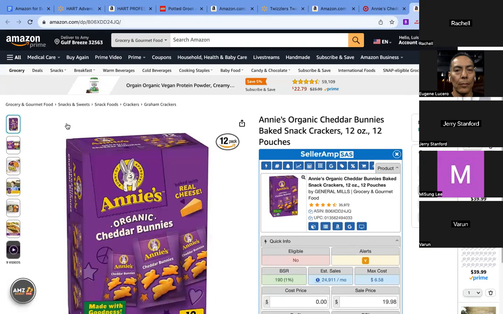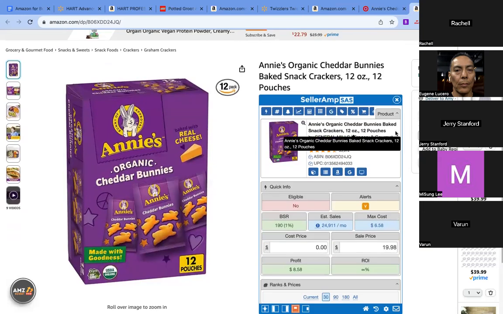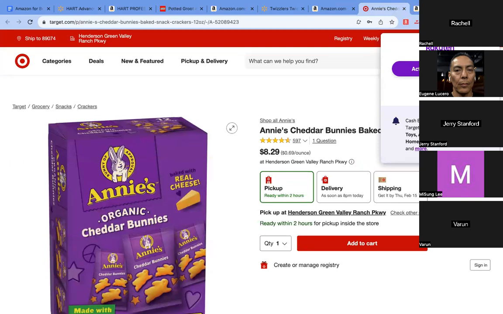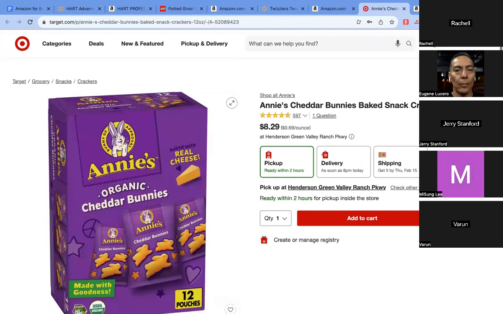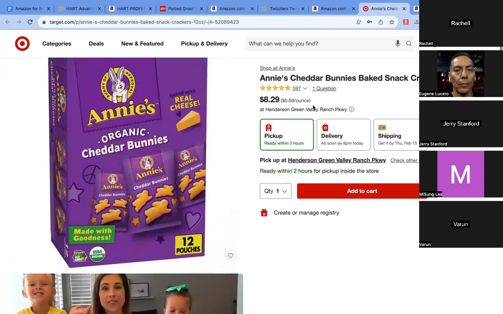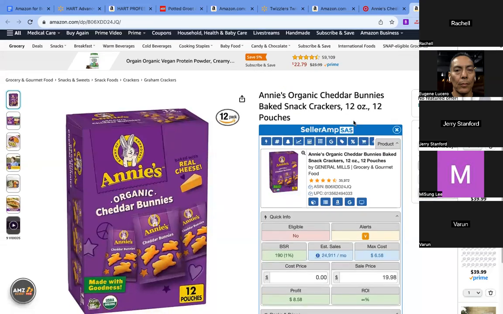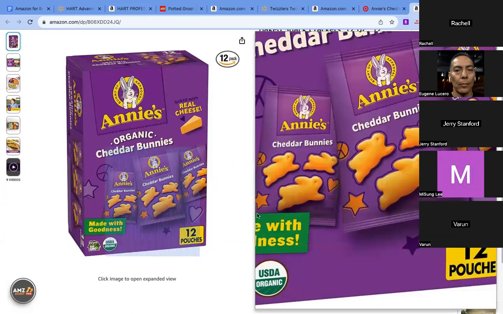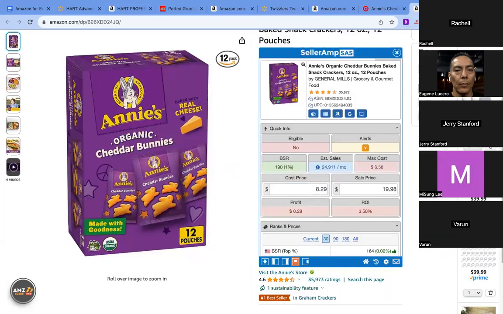So the next product is organic cheddar bunny. It's snacks for kids. How much is this from Target? So Target is selling this for about $8.29. You guys see it? $8.29. So you plug the cost here, right? $8.29. And then from here, you run the numbers.